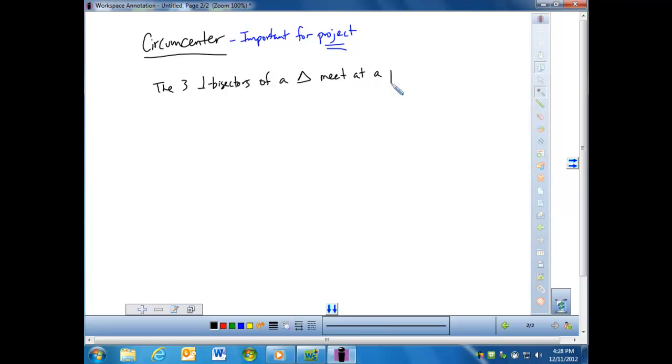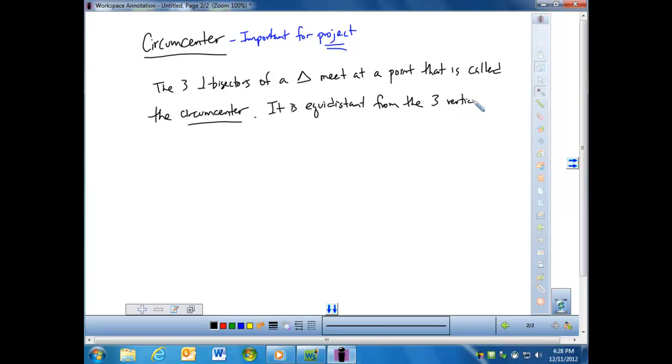I'm here to tell you that those three perpendicular bisectors will always intersect each other, and that intersection is referred to as the circumcenter of the triangle. The circumcenter is always the same distance away from all three vertices of the triangle. Might be an important piece of information for you to remember. So here's a little example of what I'm talking about. I've got a triangle here. I'm just going to eyeball right now where the perpendicular bisectors would approximately be.